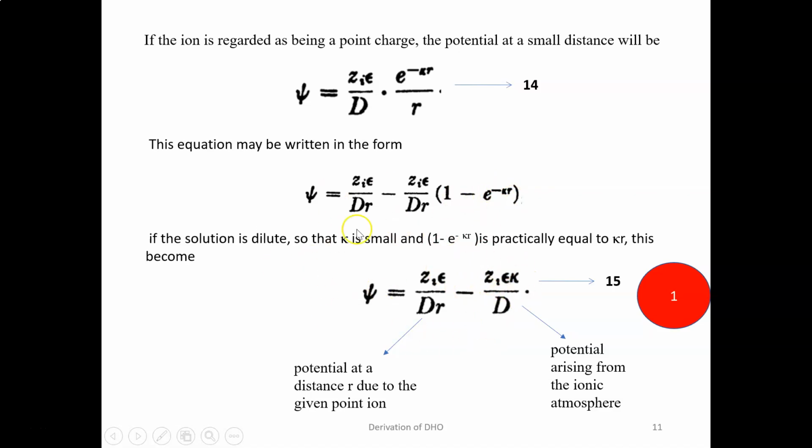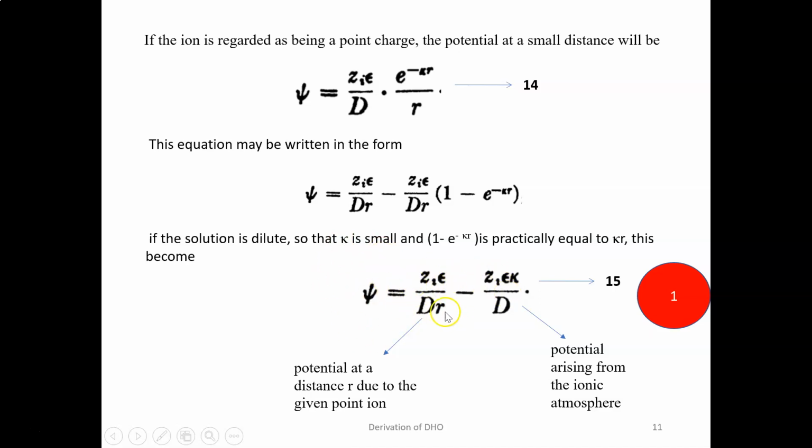And this particular term, 1 minus e raised to minus kappa r, can be ignored because it is a very small term when the solution is very dilute. So we can write this equation as psi is equal to zi epsilon divided by D r minus zi epsilon kappa divided by D. The first term corresponds to the potential at a distance r due to the given point ion, and the second term will be the potential arising from the ionic atmosphere, because the term kappa is involved here.